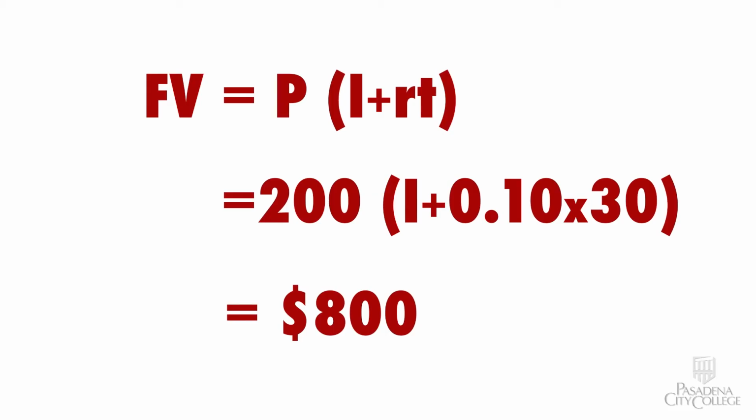Okay, so we take our numbers and we plug them into the future value formula. The principal P is $200. We put a parentheses, 1 plus our interest rate R, which is 0.10, times the time T, which is 30 years, and then we close those parentheses. So I just put all this into the calculator?